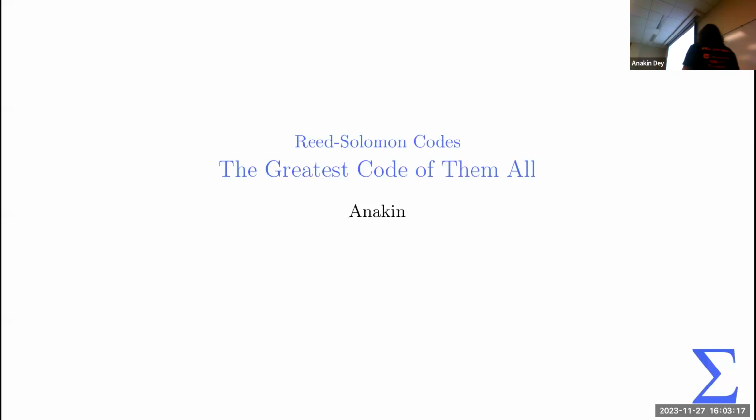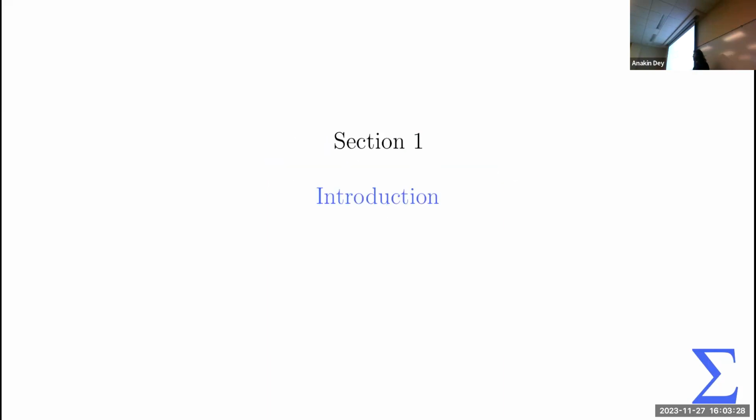So in this meeting, I'm going to be talking about one of my favorite codes, a code that combines a lot of ideas that I'm very interested in terms of mathematics, and these are Reed-Solomon codes. Hopefully throughout this meeting, you'll see why some people call it the greatest code of them all. But first I'm going to introduce you guys to the code and a little bit of background and history of the code.